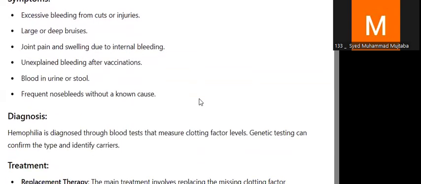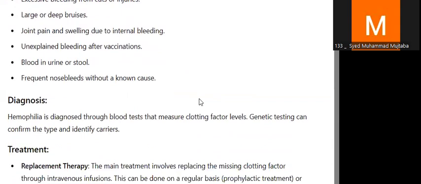Now, how do we diagnose this disease? Since this is a genetic disease, it is diagnosed by measuring the clotting factor levels, which are decreased. I mentioned before that in each of hemophilia A, B, and C, either factor 8, factor 9, or factor 11 is depleted.